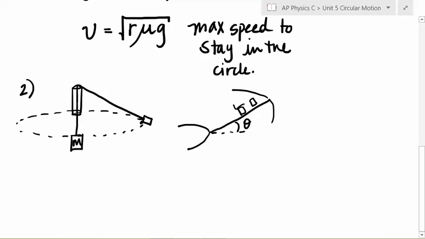So the car would actually be at some angle like that, but going so fast that it needs the curve to stay in there. Or even an airplane. So when you take off in an airplane, so here's the airplane, maybe it's got a little wing in the back there, and that airplane is banking.